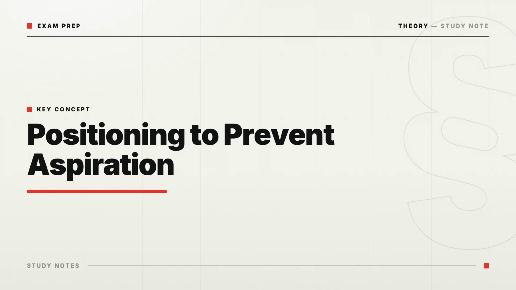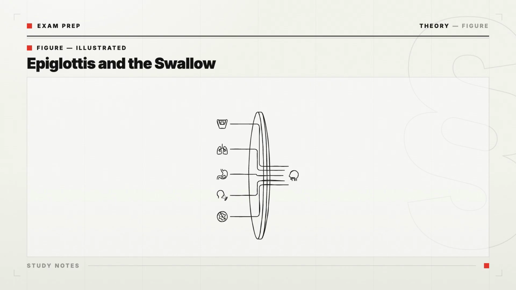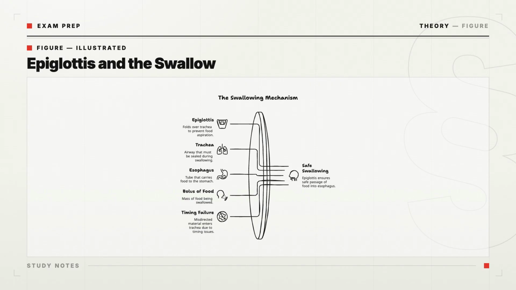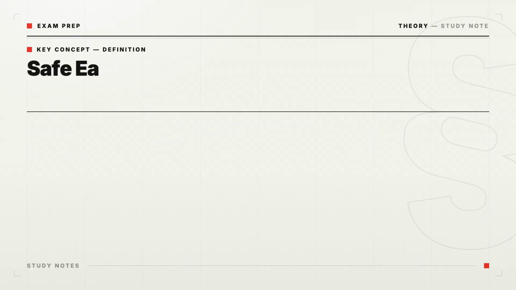Aspiration happens when food, liquid, or saliva slips into the airway instead of the esophagus, because the epiglottis fails to seal the windpipe at the right moment. This can trigger choking, lung injury, or pneumonia days later. Body positioning is one of the strongest defenses we have. In a healthy swallow, the epiglottis folds over the trachea at just the right instant, sealing the airway while the bolus moves down the esophagus. When that timing fails, material heads toward the lungs instead.